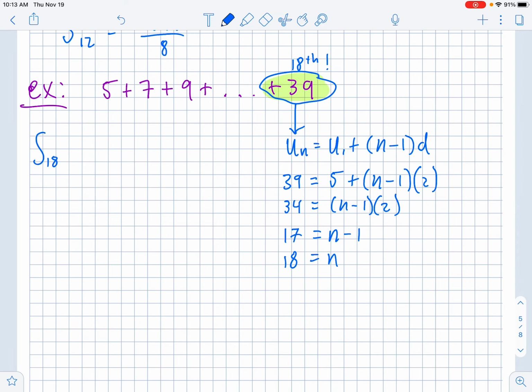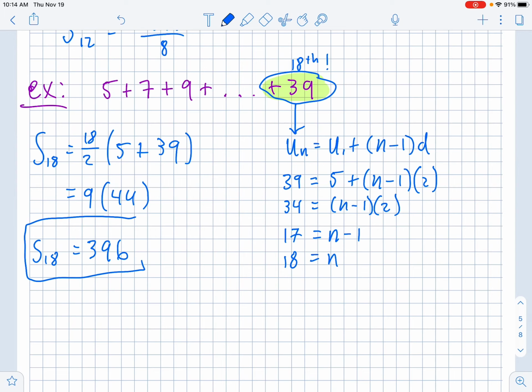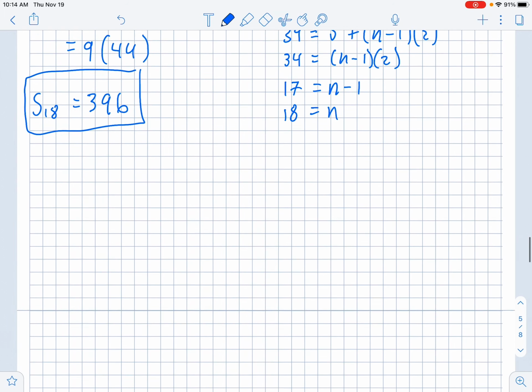So S sub 18 equals 18 over 2 pairs, bottom term plus the top term. 9 times 44. 396. Cool, then we're done. This is the answer. Let's check the book, make sure I'm on point. Yeah, it's all good.